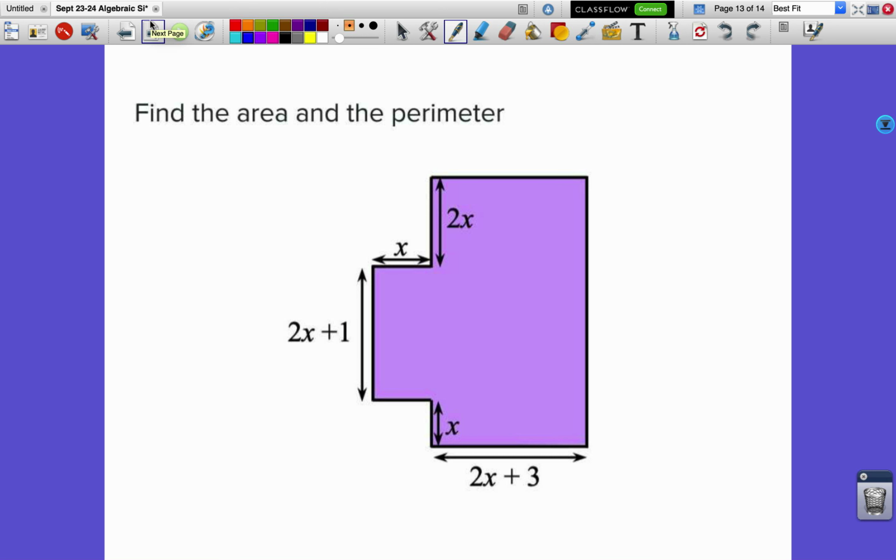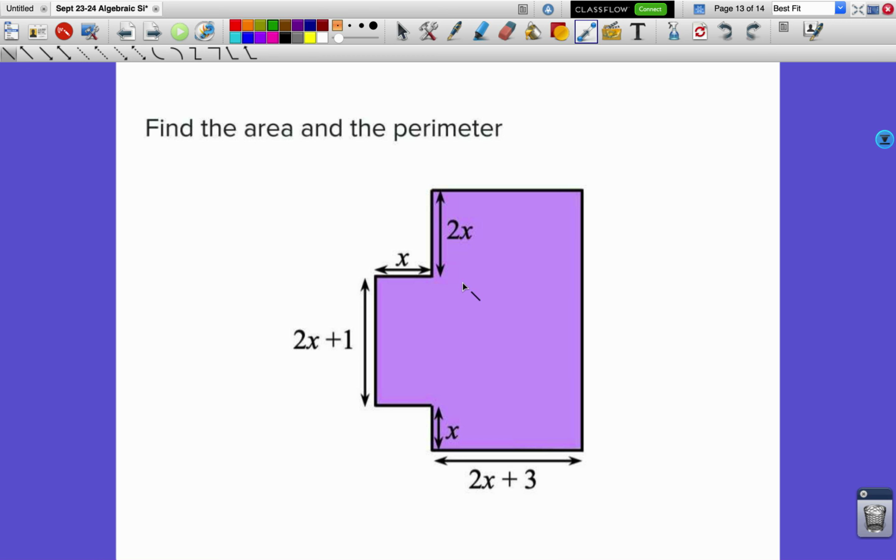Okay, and here's our very last one. I want the area and the perimeter. It's a really tricky shape, so take your time drawing it, and then unpause the video, and we're going to find the area and the perimeter. Okay, so this is a composite shape, so I need to cut it up into smaller pieces. That's going to help me find both side lengths and ultimately the areas.